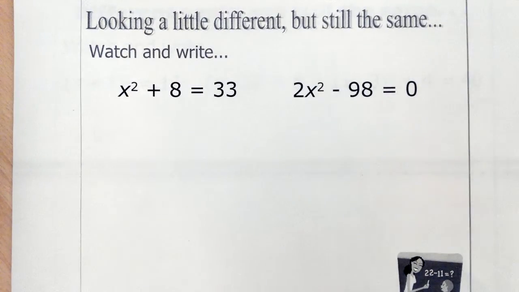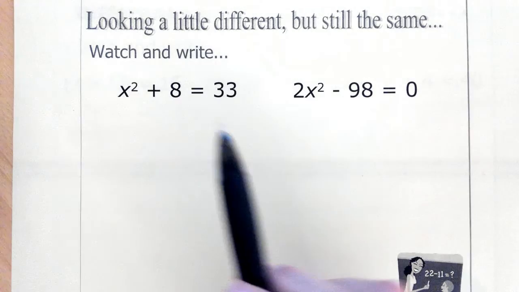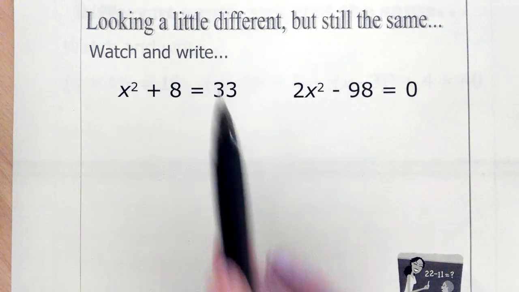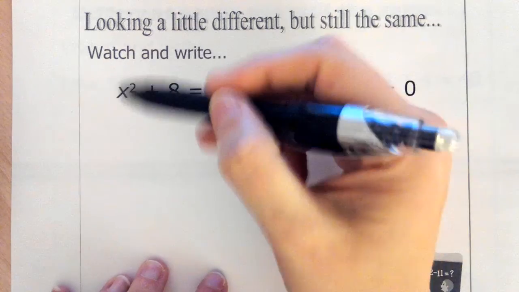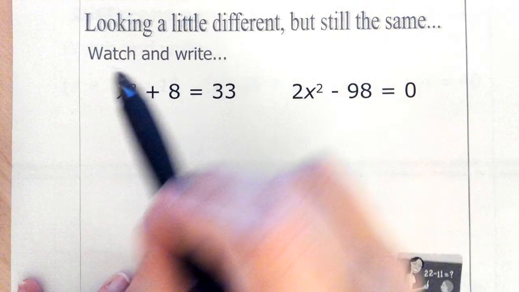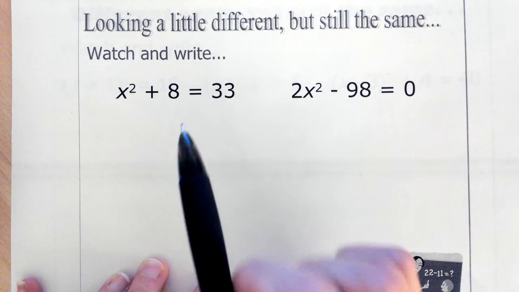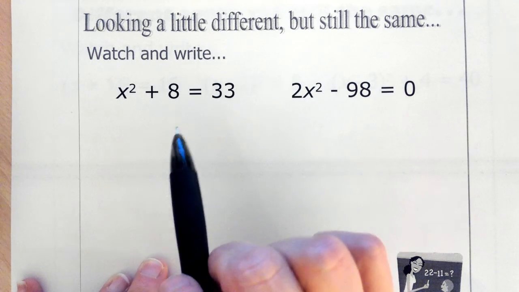Okay, they're still the same thing. They look different. What makes these the same? What do we not see? A B term. We don't see a linear term. What makes these okay to use the square root method on is that we don't see a B term. We don't see a linear term.